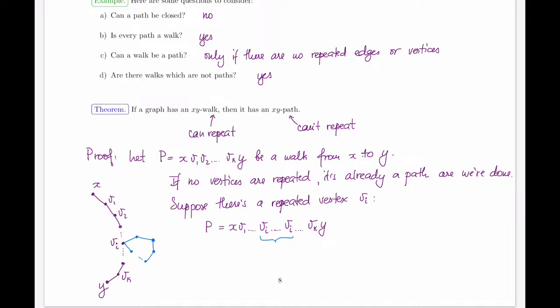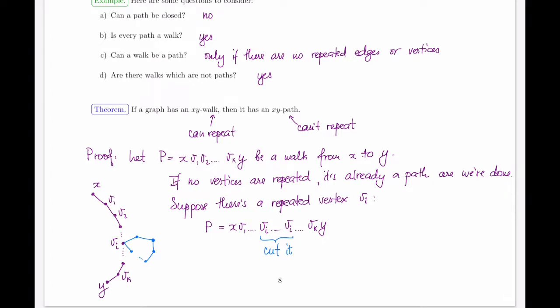Okay? Well, notice that this is now basically a little appendage, right? So in order for me to not have a repeated vertex, since it repeats itself here, it means that I went through somewhere else and came back to it. I can simply cut this piece out. And that will mean that the vertex Vi no longer repeats itself. So this is the part I'm going to cut.